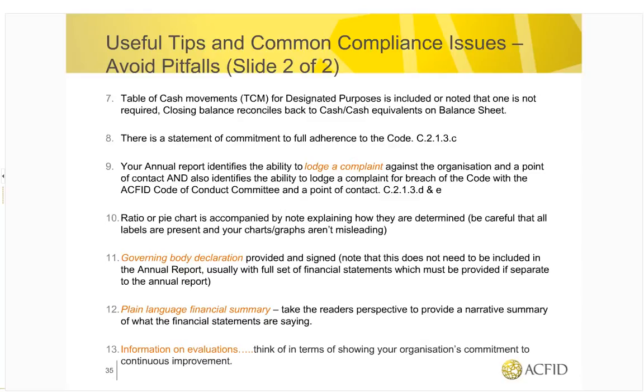Make sure if you do have a table, you do meet that 10% test around raising cash for designated purposes, that you do include a table of cash movements, and that the closing balance does reconcile back to the cash and cash equivalents. As I said before, that's usually because there's other non-designated cash raised for other purposes that needs to be recognised in that table of cash movements.